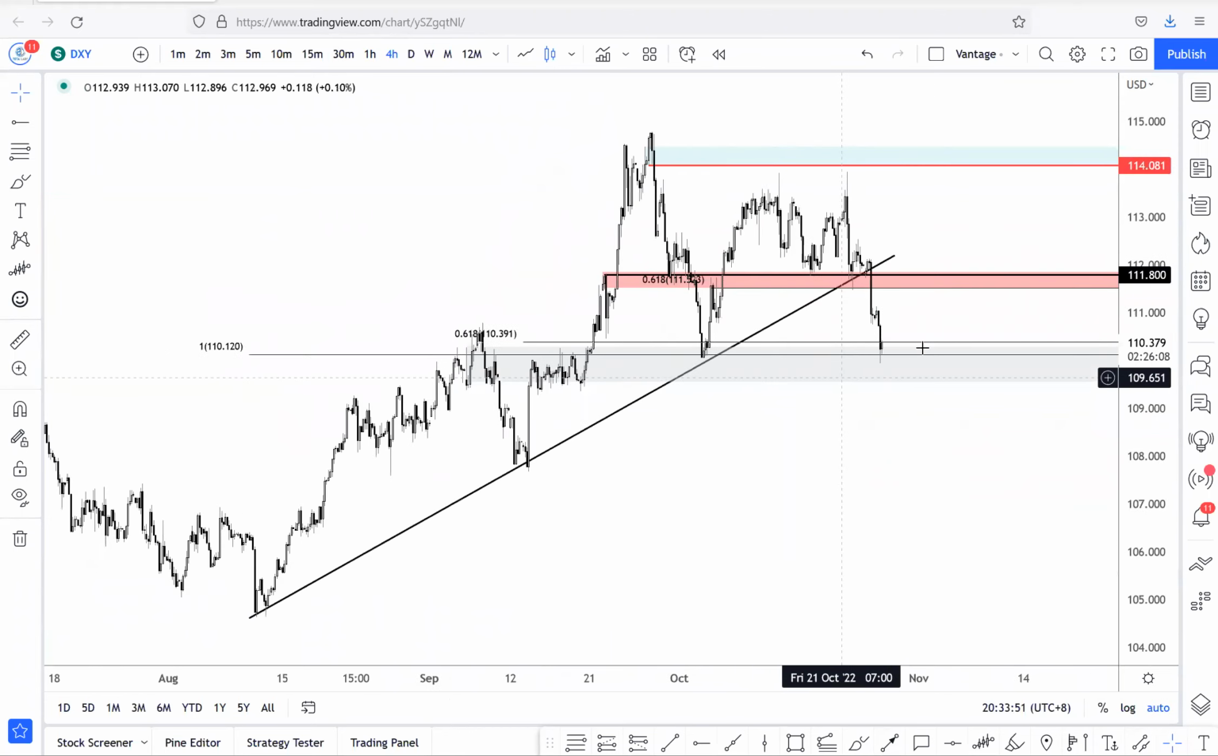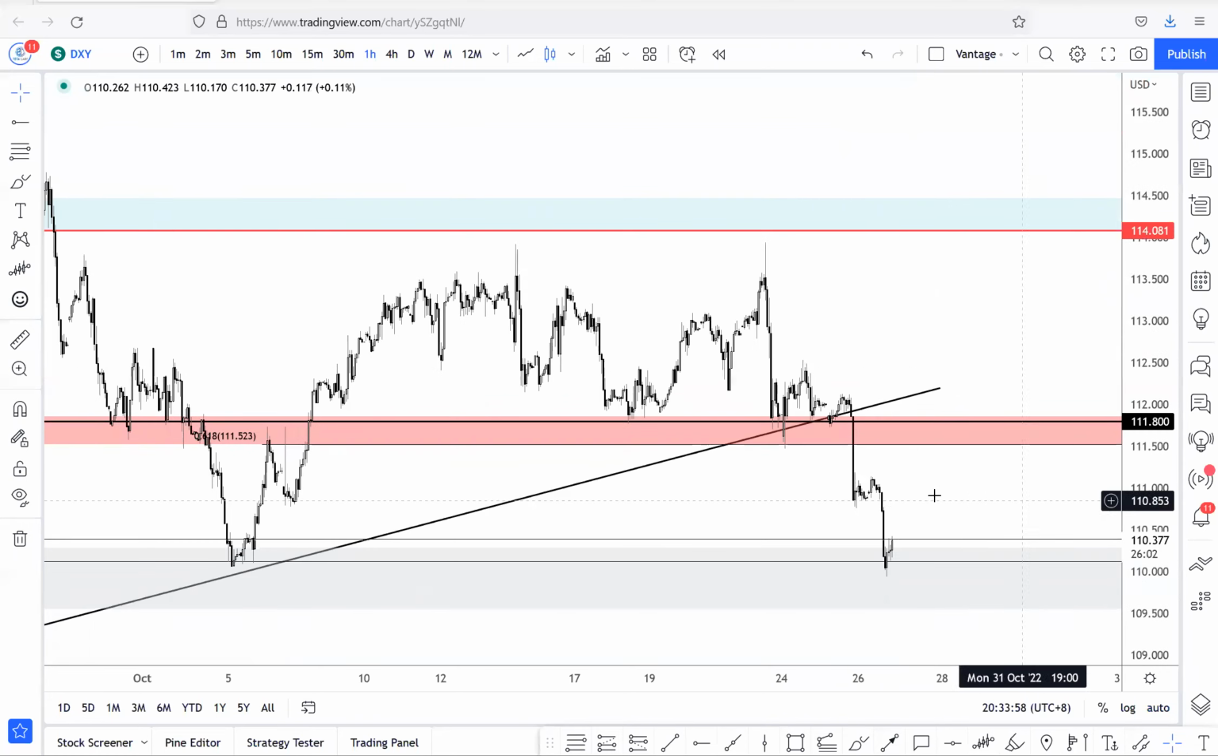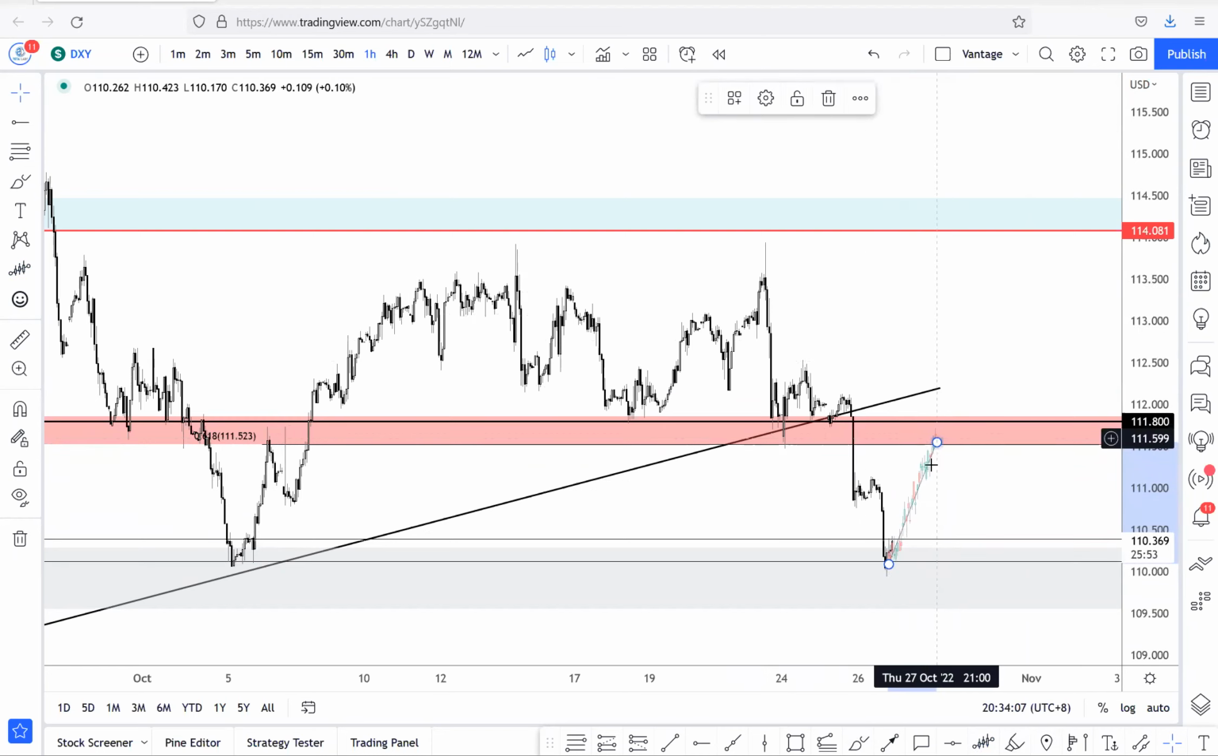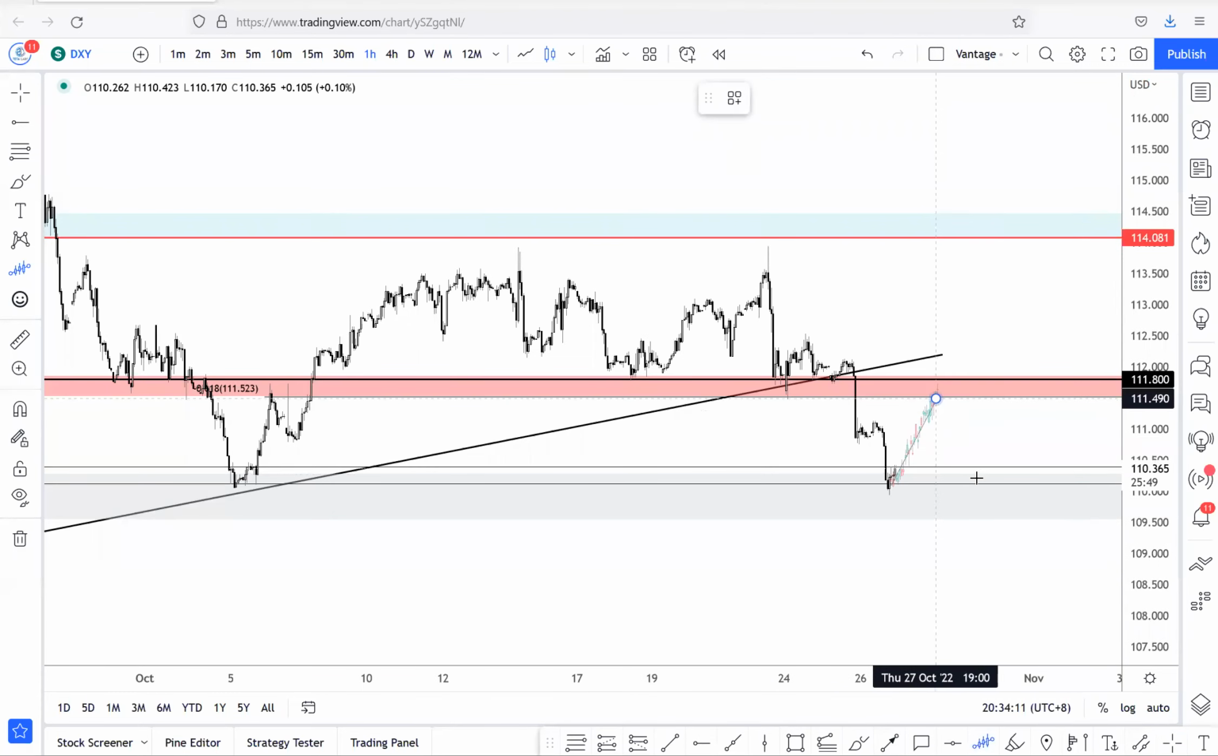So for me, I think that we could see short-term upside into this region here, at around the 111.80 area, this resistance area, before we see more. So this would be a push up over here, and then depending on how price plays out, we could see more downside. So this is my view on dollar index.